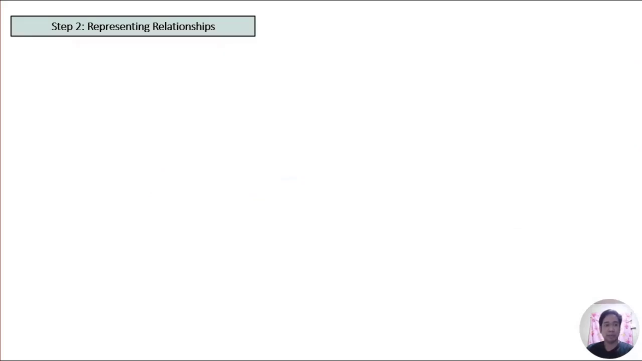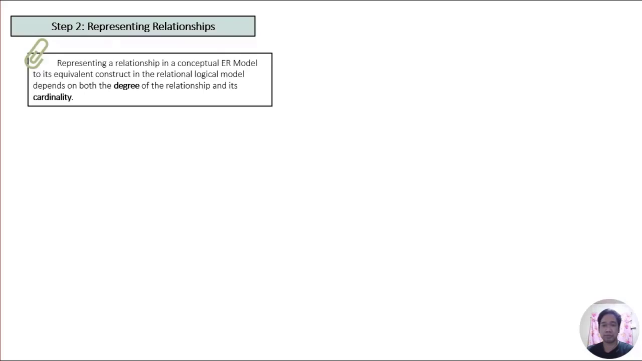Step 2. Representing relationships. The second step in transforming a conceptual data model to its equivalent preliminary logical model is representing the relationships. This step depends on both the degree of the relationship and its cardinality. Can you recall what those are?